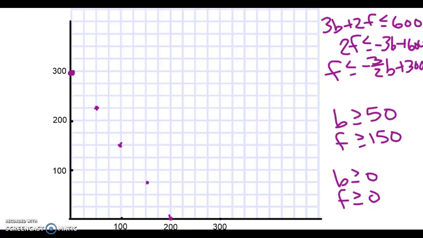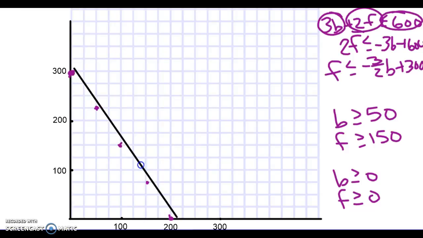Or you could have graphed it with intercepts, right? 3b is equal to 600, so that you know your B or your X is 200 if you solved it for B, or 2F is equal to 600, so you know your y-intercept is going to be 300. You have to graph very precisely, so use a very good straight line, possibly a ruler, to find that. Mine's actually not as good as it should be. I'm going to try to move it a little bit. There we go. Okay, so now let's graph our other constraints.